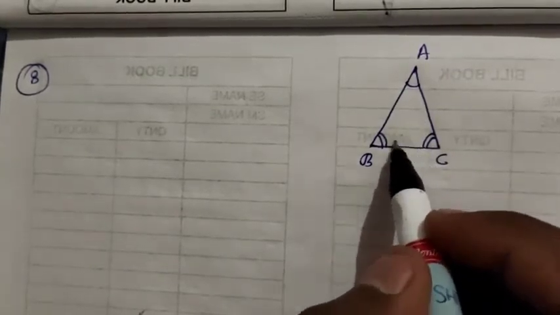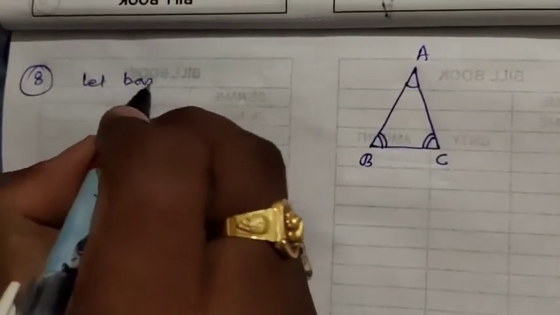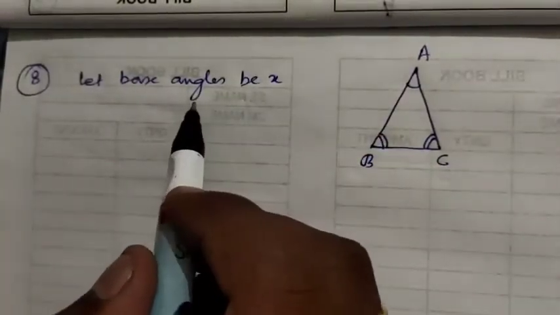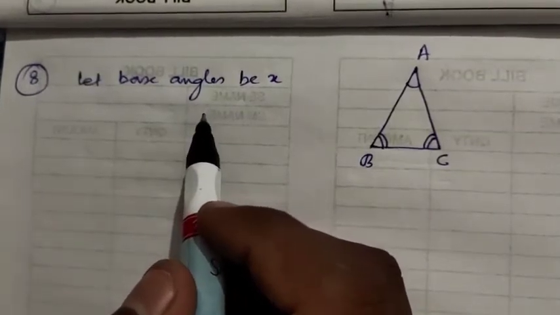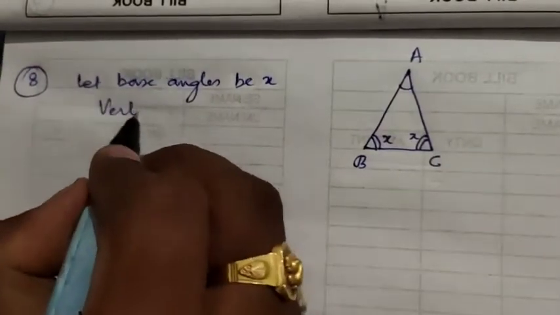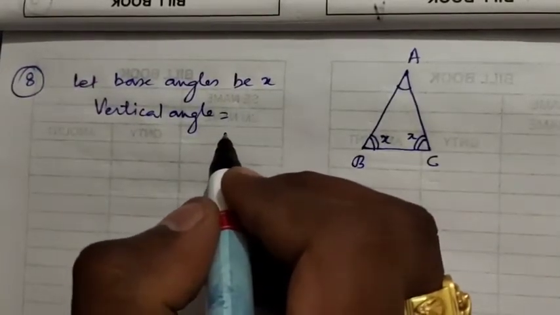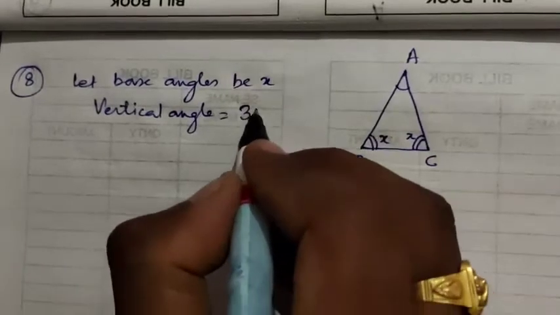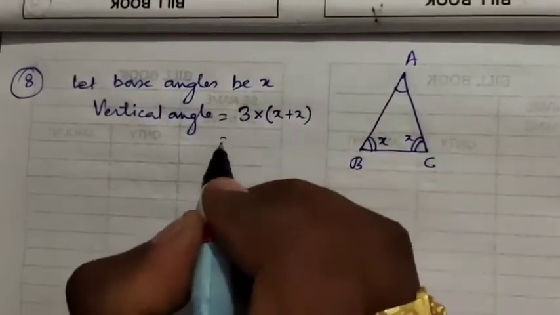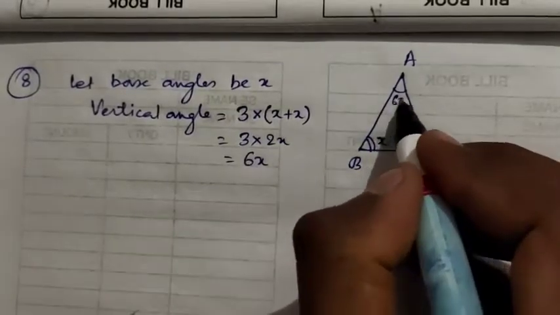So what we will do, these two angles are smaller, that's why we will assume the base angle. Let base angles be x. We always assume the value which is small. Let base angle be x, these two angles will be x, and now the vertical angle or vertex angle, the relation is given that the vertical angle of an isosceles triangle is 3 times the sum of its base angles. Sum of its base angles means x plus x. It means 3 into 2x, 6x. The vertical angle is 6x.